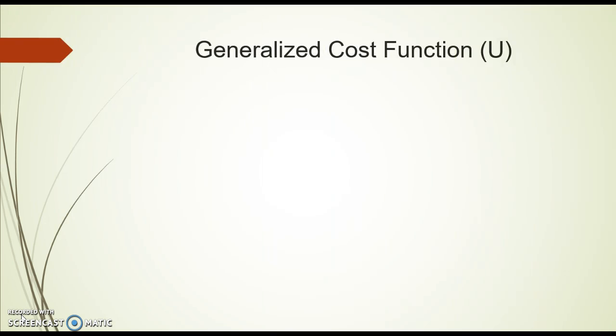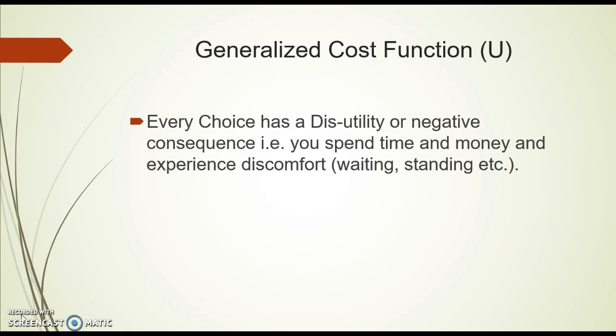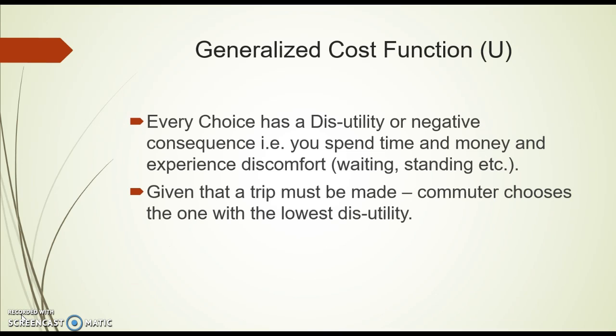We are going to be looking at a generalized cost function, and I'm going to explain what it's all about. Let us understand that we travel because we want to be somewhere else where we have a higher value. However, that travel itself puts a negative consequence on us. There's a disutility or negative consequence because we have to spend time, we have to spend money, we are going to experience some discomfort, maybe waiting or standing, and therefore there is a negative consequence of our choice. The modal choice model says basically that given that the trip must be made, a commuter will choose the one with the lowest disutility, so the lowest negative consequence.